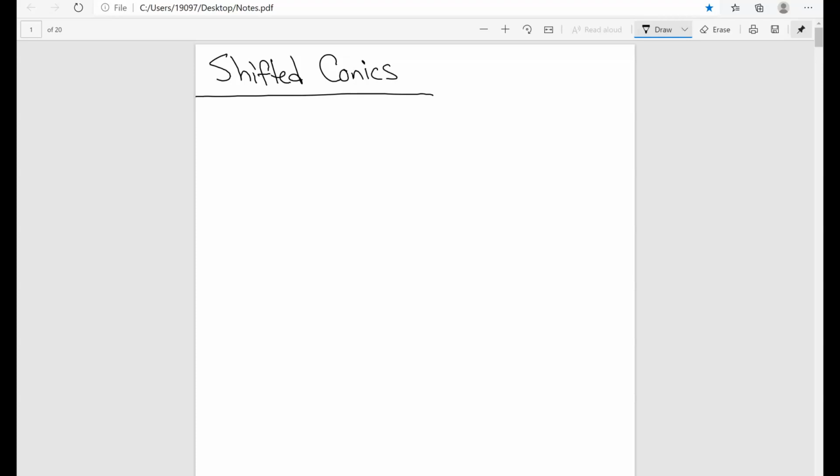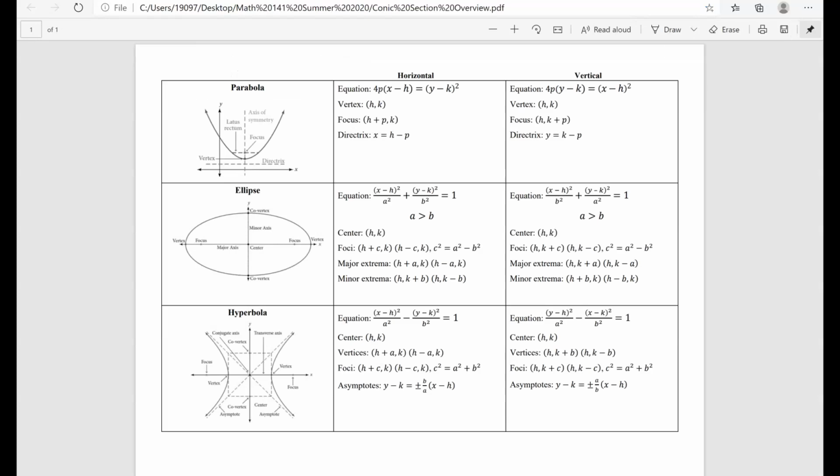Okay, so in this section, we're going to talk about shifted conics. Everything that we've talked about relating to conic sections has always been centered right at the origin. Now what we're going to do is look at what happens when the conic section is shifted. This overview of the conics is posted on Canvas, so you can access it. It has all the formulas where things are now shifted.